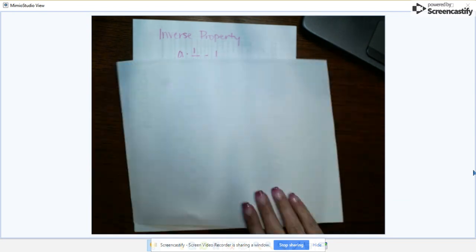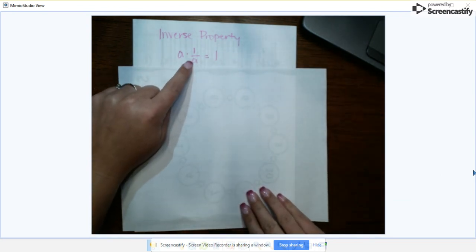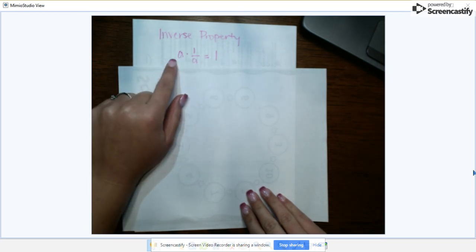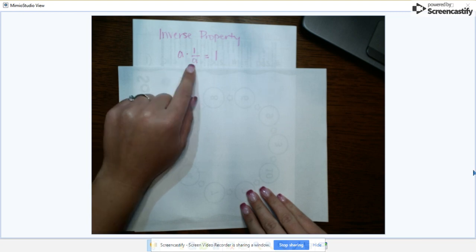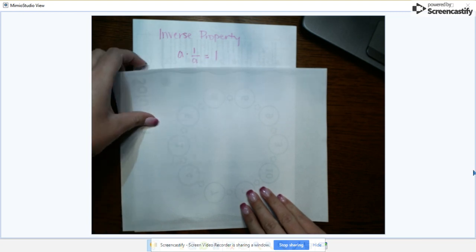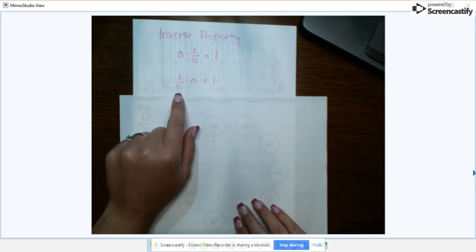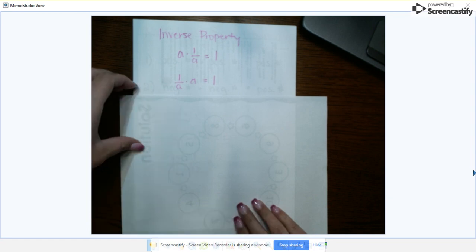Okay, we have an inverse property, which means if I have a number and I multiply it by the inverse, which is 1 over that number, it will always give me 1. So imagine that this is 5. My inverse would be 1/5. 5 times 1/5 equals 1. Likewise, because of the commutative property, the order doesn't matter. So 1 over a times a is also 1.